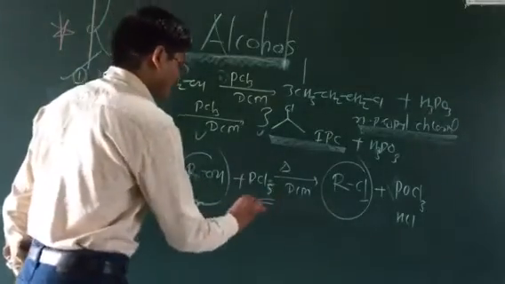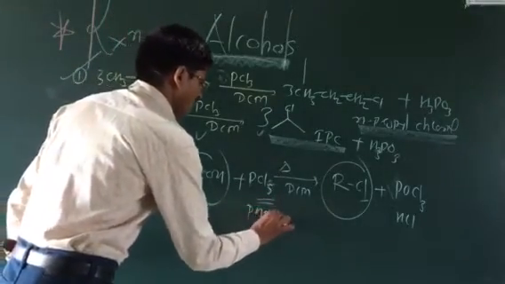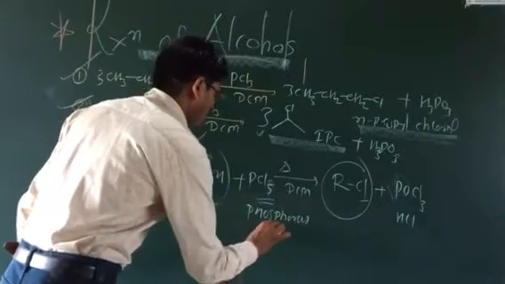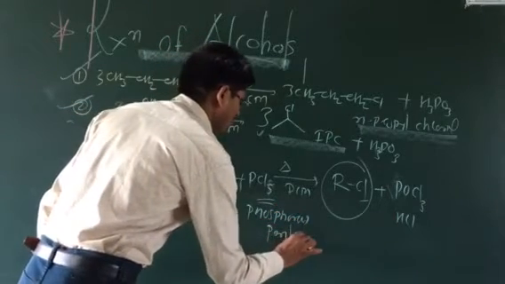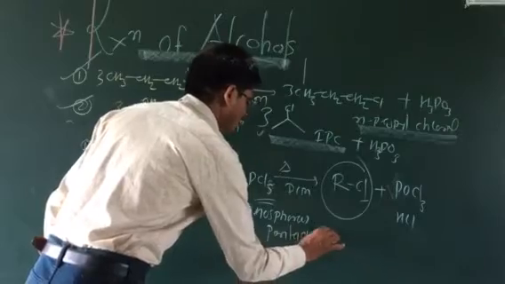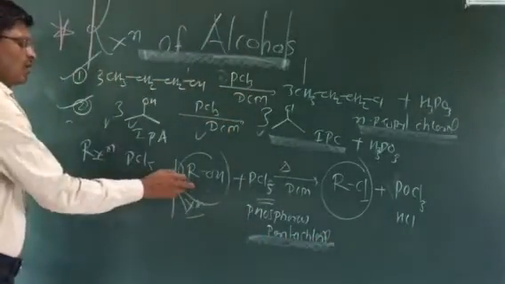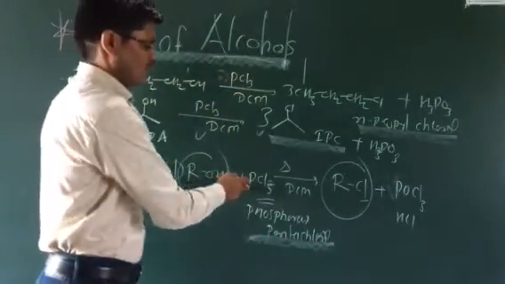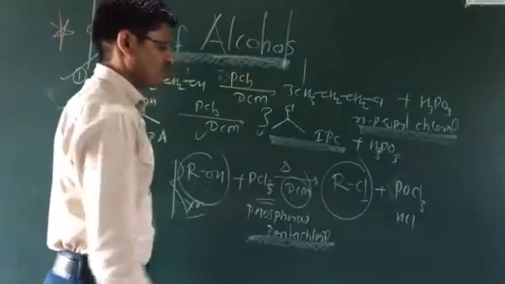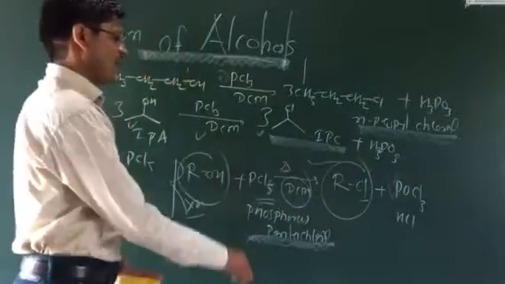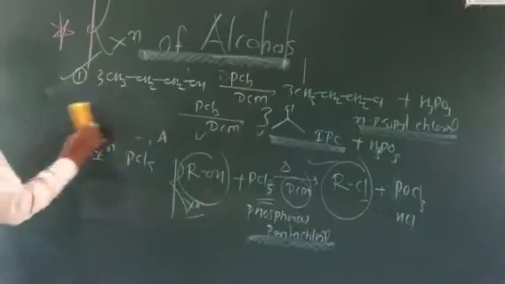Starting from alcohol, it is reacted with phosphorus pentachloride. Alcohol is reacted with phosphorus pentachloride in the presence of DCM as the organic solvent, forming alkyl chloride, and the side product is phosphorus oxychloride.